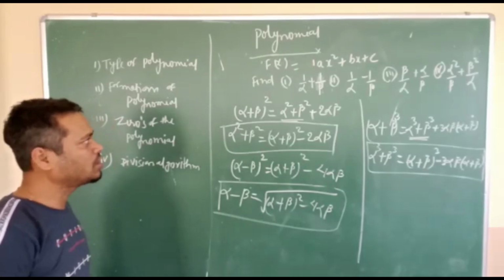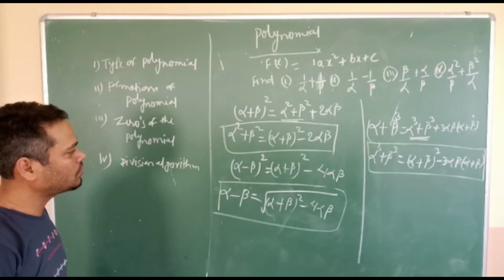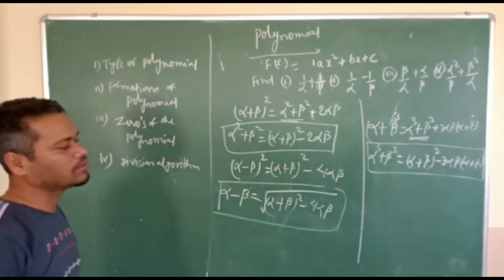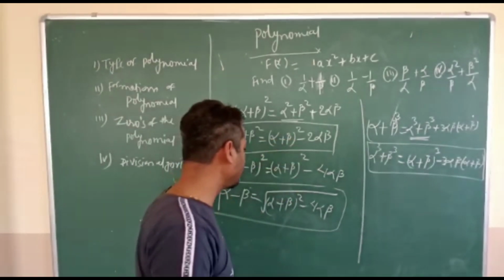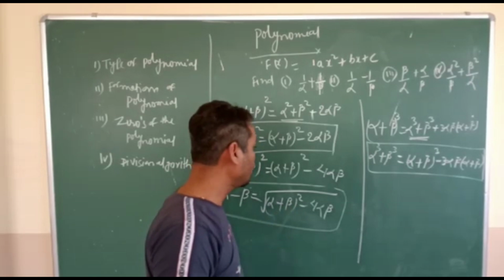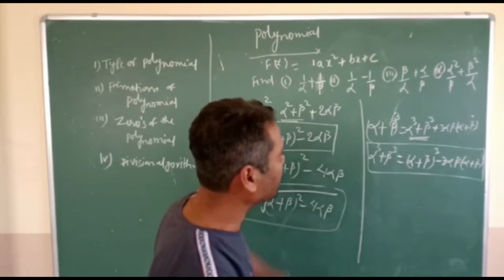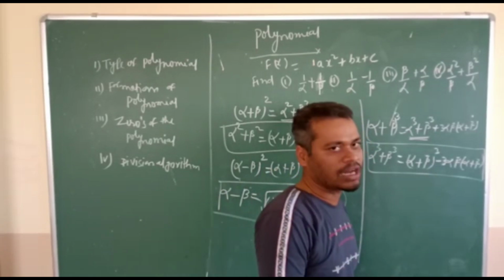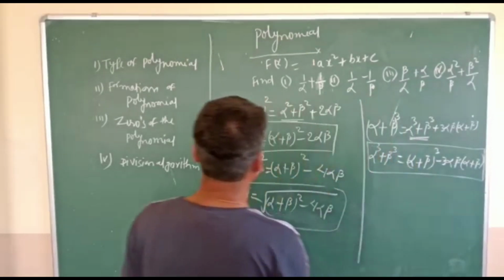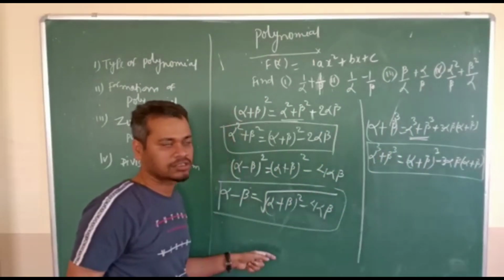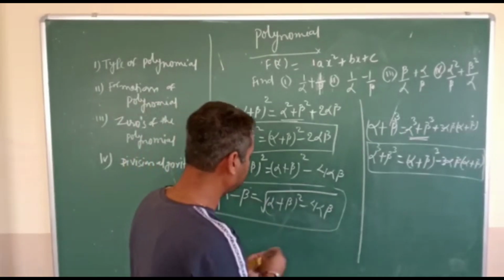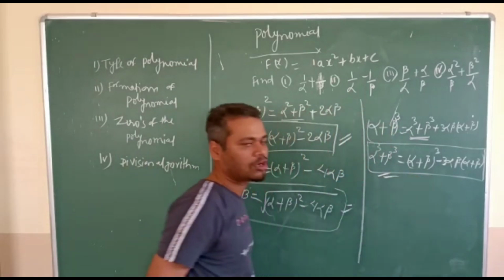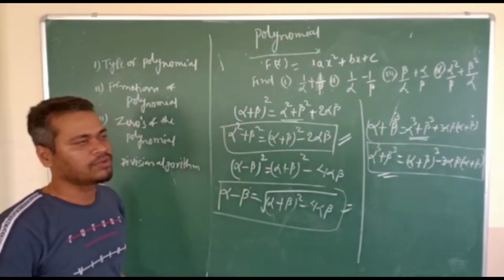So there are three formulas which I want you to keep in mind. Alpha square plus beta square is equal to alpha plus beta whole square minus 2 alpha beta. Alpha minus beta is the square root of alpha plus beta whole square minus 4 alpha beta. And alpha cube plus beta cube is equal to alpha plus beta whole cube minus 3 alpha beta into alpha plus beta. I hope you understood all this. I hope you copied also. These three formulas are very important to solve those questions.